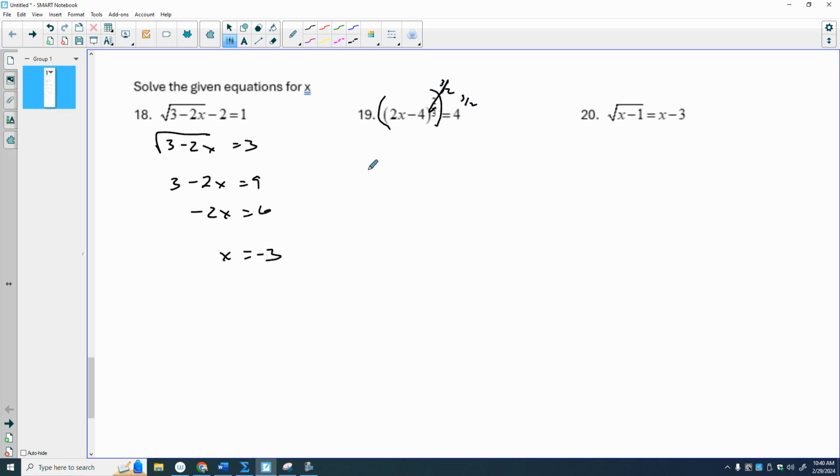That goes away. And I get 2x minus 4. Square root of 4 is 2. Cubed is 8. Add 4 to both sides. Divide both sides by 2. We get 6.